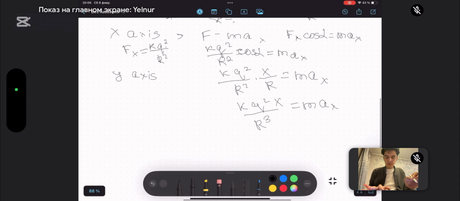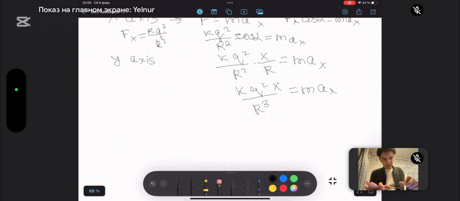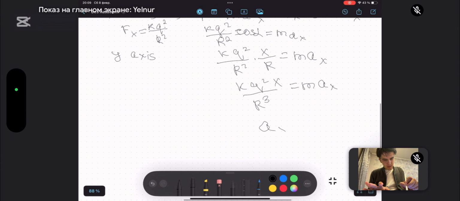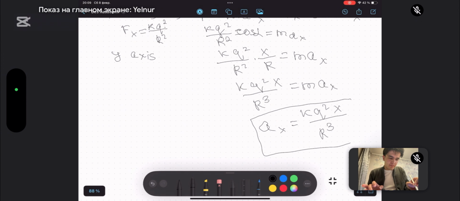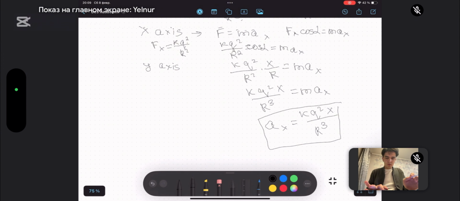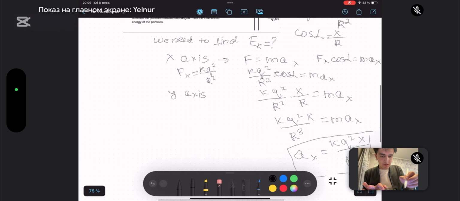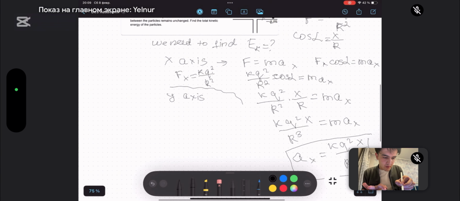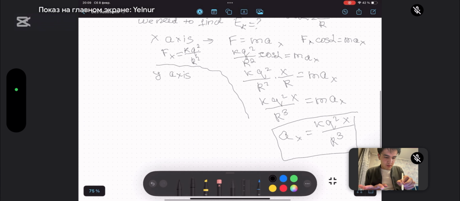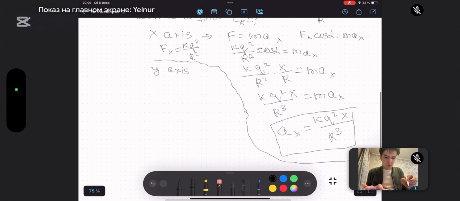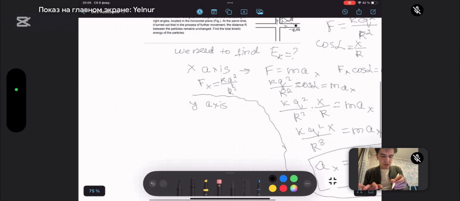Let's write our final expression for the acceleration. Our a x will be equal to kq square x over r cubed. Then after this, let's solve the problem along the y-axis.